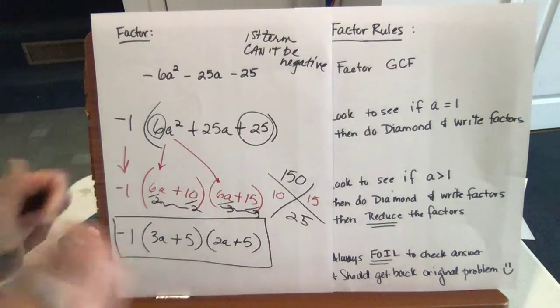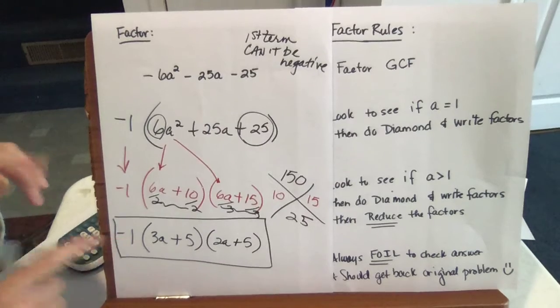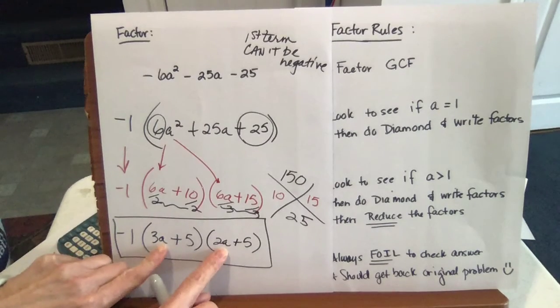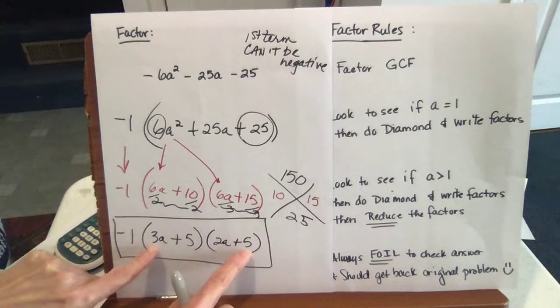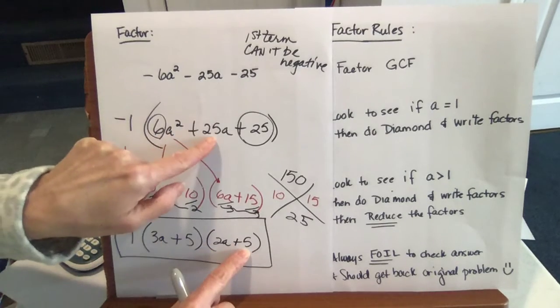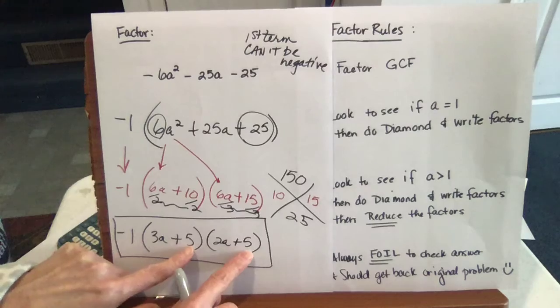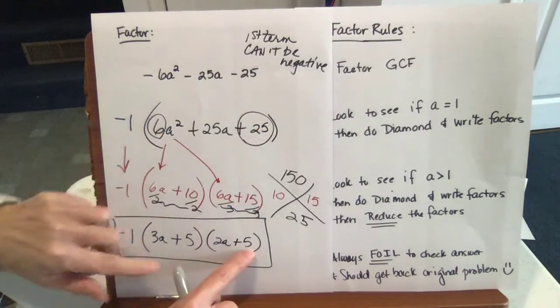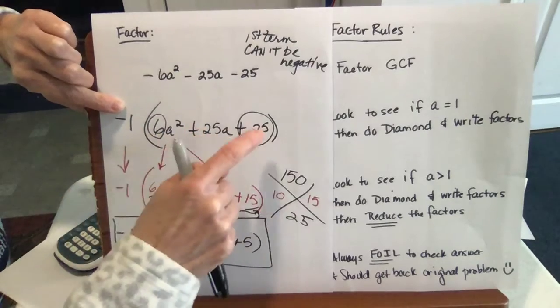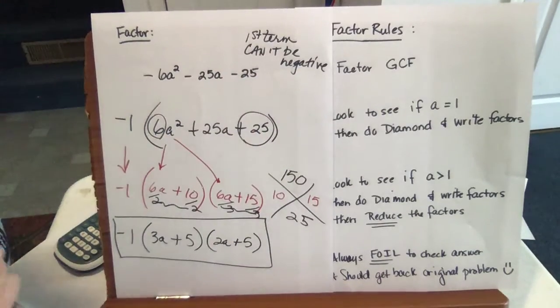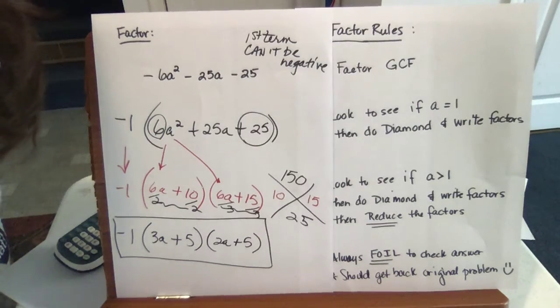And to check it really quick, leave the GCF alone. Positive 6a squared, right here. Positive 10a plus 15a is 25a. 5 and 5 is 25. So now we're back here. Put your negative 1 in, you're going to get a negative 6, negative 25, negative 25, and that's our original. So you know that the factors you got are 100% correct.